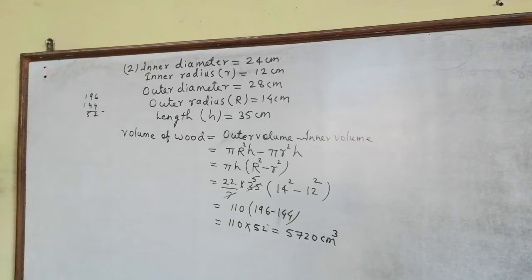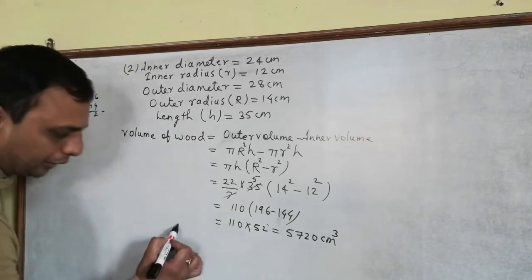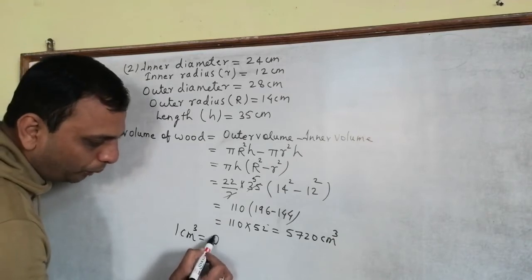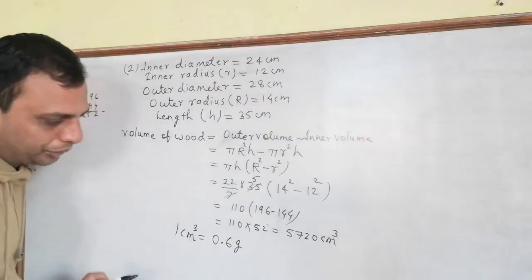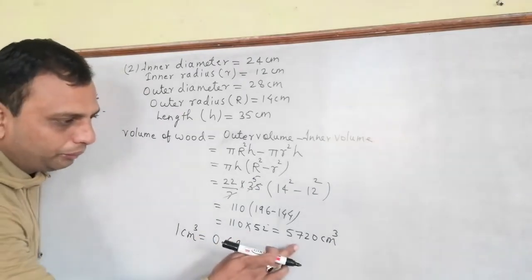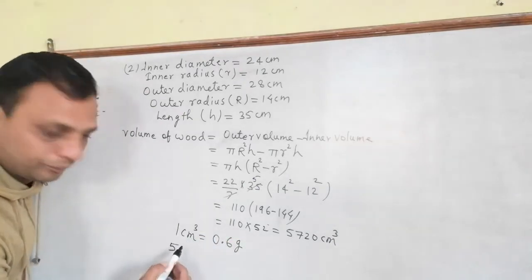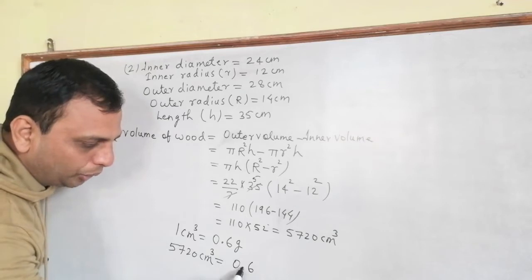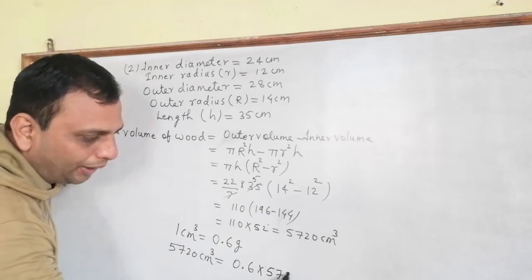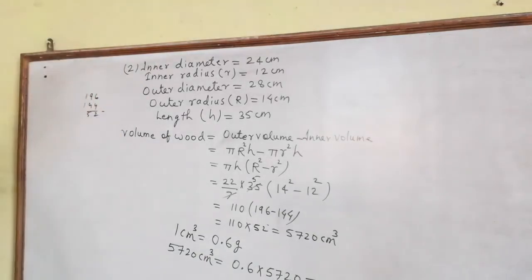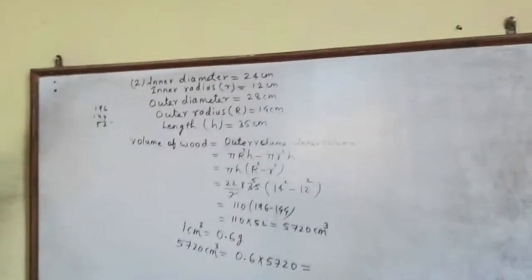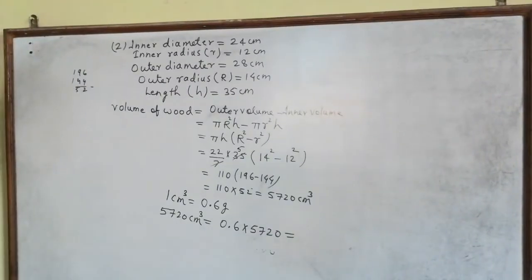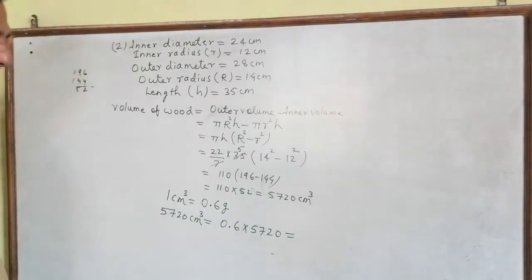Now it is given in the question that 1 centimeter cube of wood has a mass of 0.6 gram. So 5720 centimeter cube will have mass 0.6 multiply 5720. When you multiply 5720 by 0.6, we get the answer in gram.